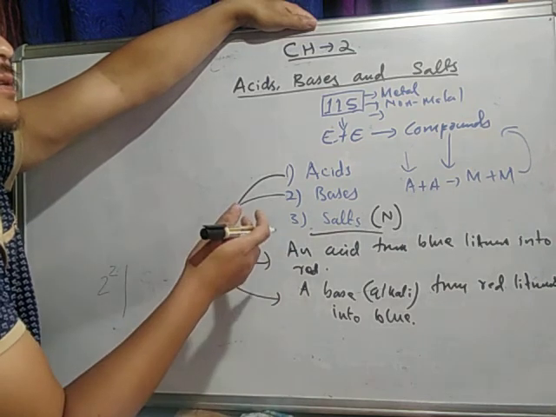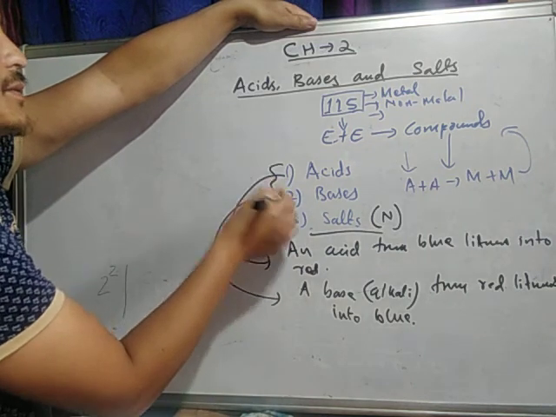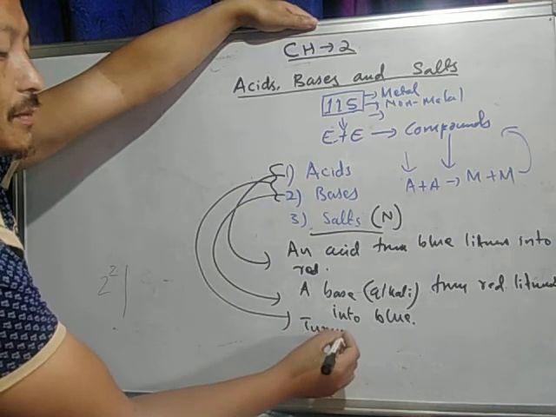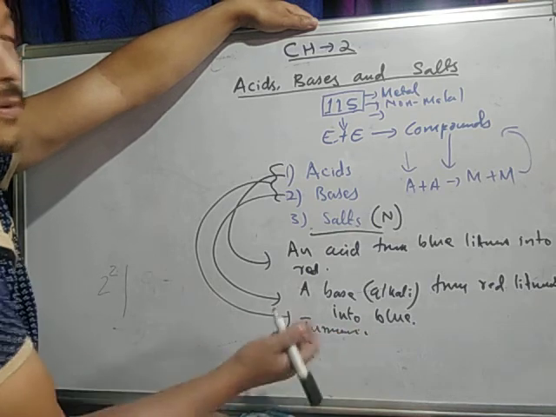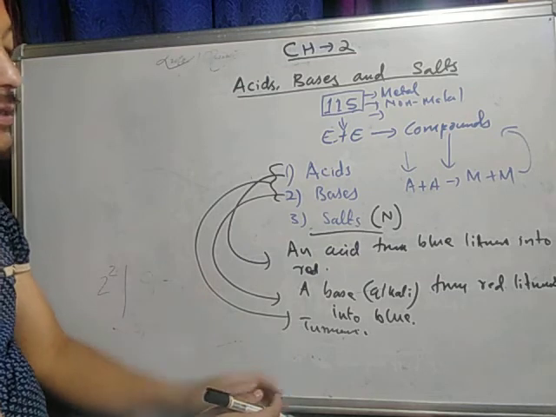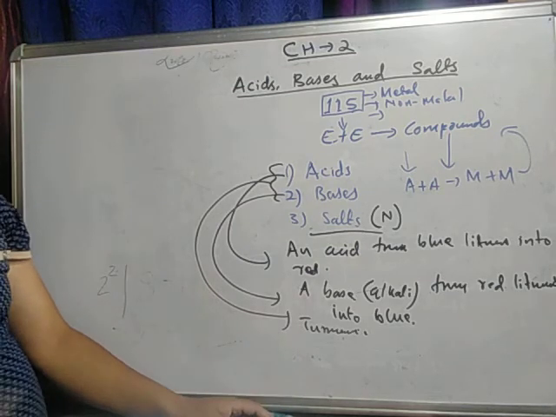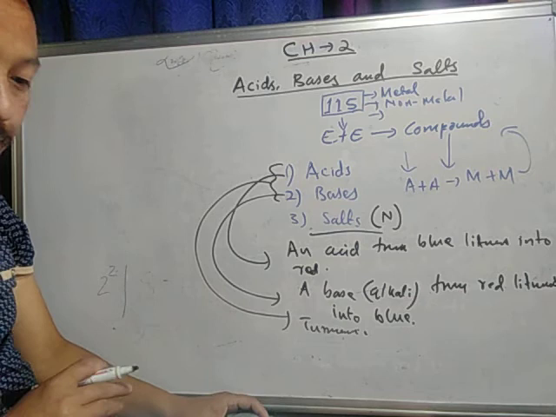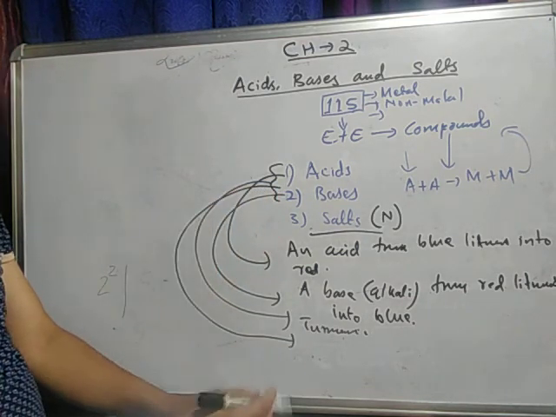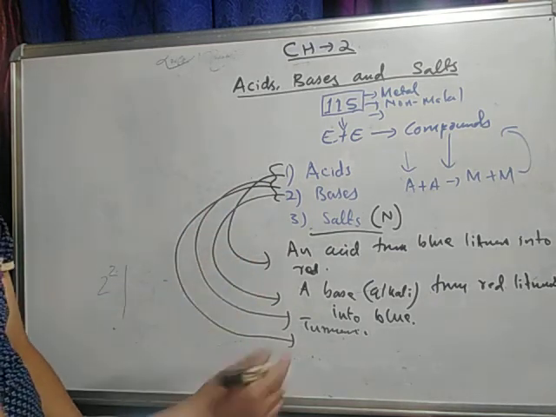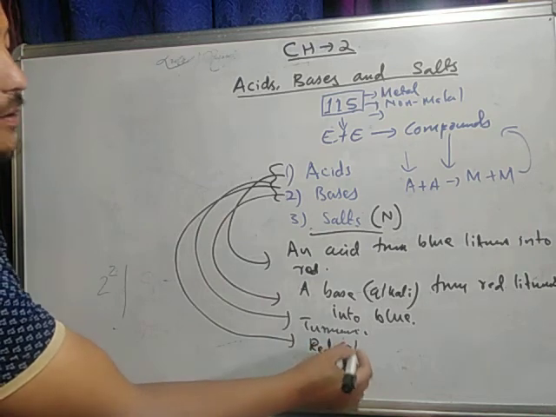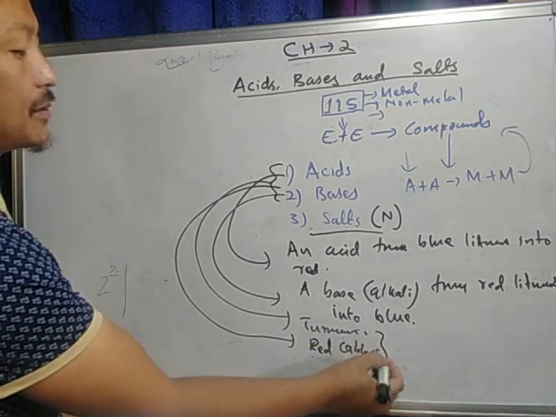Next, this is our natural, isn't it? Besides this, we can use turmeric. Turmeric is also natural, isn't it? Turmeric powder you can use. You understand what turmeric is, it is haldi. The next natural indicator is red cabbage. So this is your extra homework.